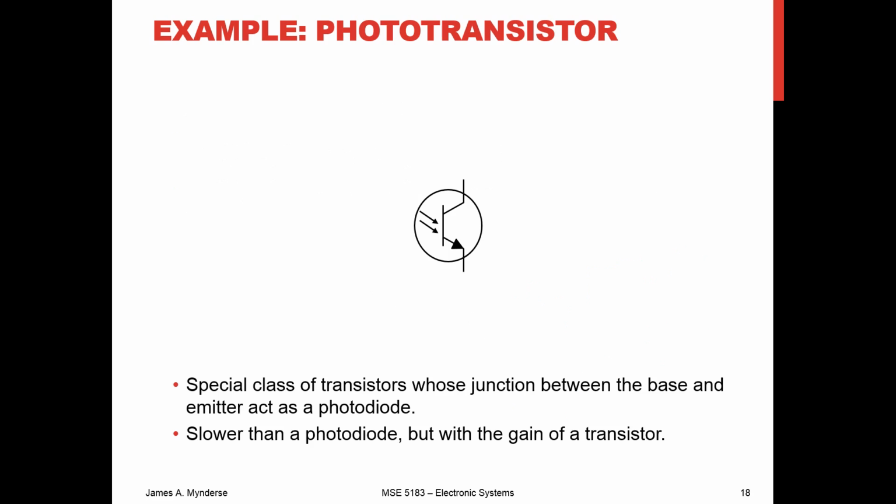Another fun one is a phototransistor. So if you think back to our talk about LEDs and photodiodes, this is the same sort of idea. This transistor, instead of applying a current to the base, is going to apply a light to the base, and that will allow current to flow. So this is slower than a photodiode, but it has this gain, so as I apply more light, I should get more current.